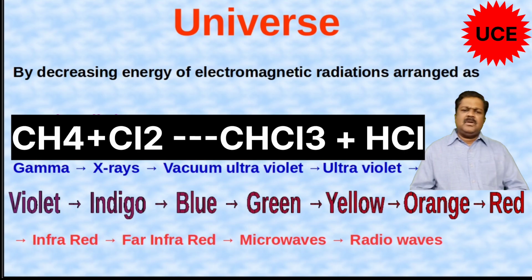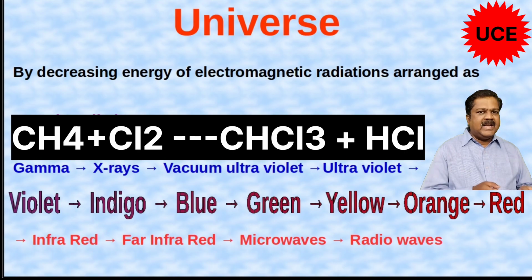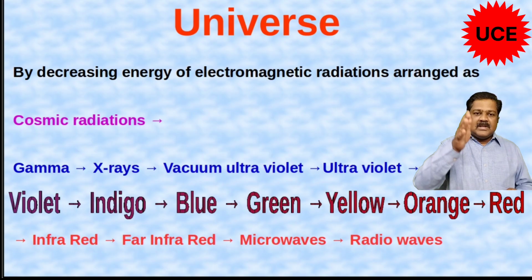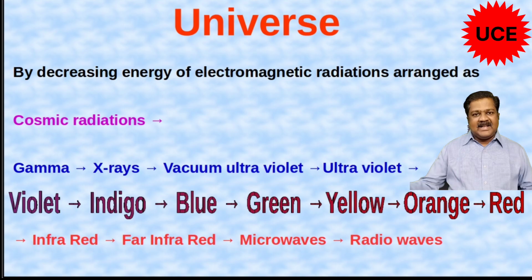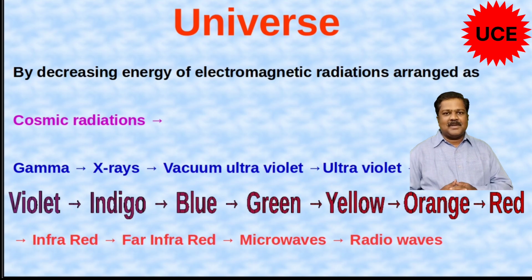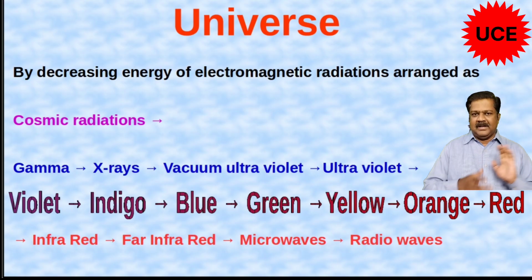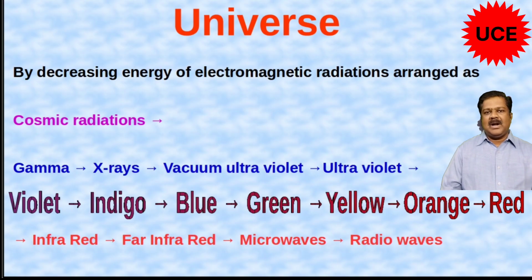Now, a high-class example: the reaction between methane and chlorine takes place in the presence of ultraviolet radiations which are present in diffused sunlight. What is diffused sunlight? Suppose direct sunlight is outside your room and reflected light comes into your room. That light is called diffused sunlight. In diffused sunlight also these ultraviolet radiations are present and they are able to carry out the reaction between chlorine and methane. So this is what I am explaining about ultraviolet radiation.